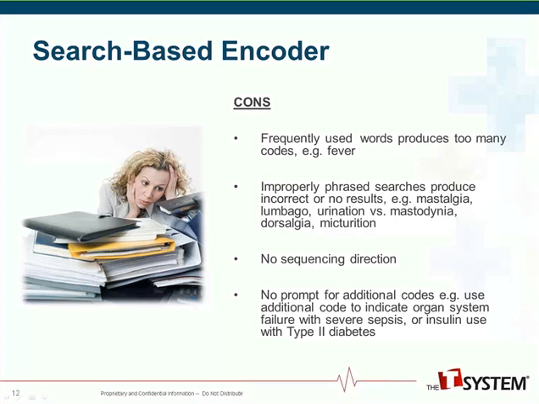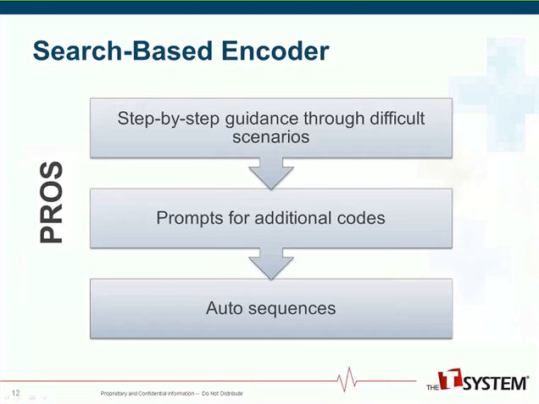Search-based encoders are just that. They are a search only. So they're not going to provide you any direction with sequencing. They're not going to prompt you if additional codes are needed or required, or if they would be helpful in order to provide more information along with your code if they're applicable.